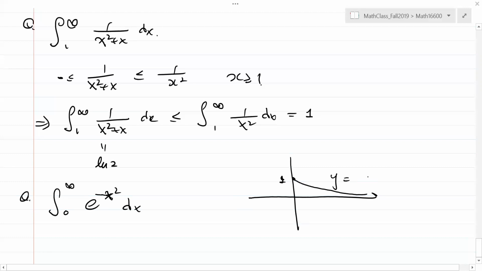Y equals e to the negative x squared. Nobody here is able to evaluate the integral, but I know there's a number. Can we express the value of the integral in terms of some well-known number, like the square root of 2? If the limit exists, then it is a finite number. The question is, how do you describe that finite number?